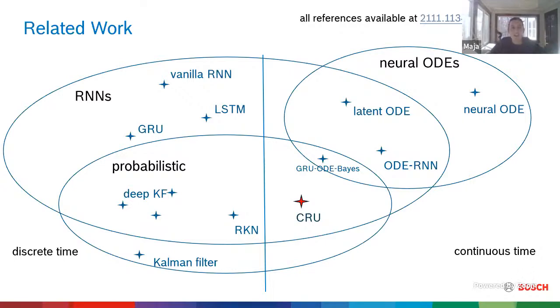And then finally, our work is here. This is the CRU, the continuous recurrent unit. It's a type of RNN that has a latent state which has a probabilistic interpretation, and also continuous time dynamics, which means that we will be able to model irregularly sampled data.